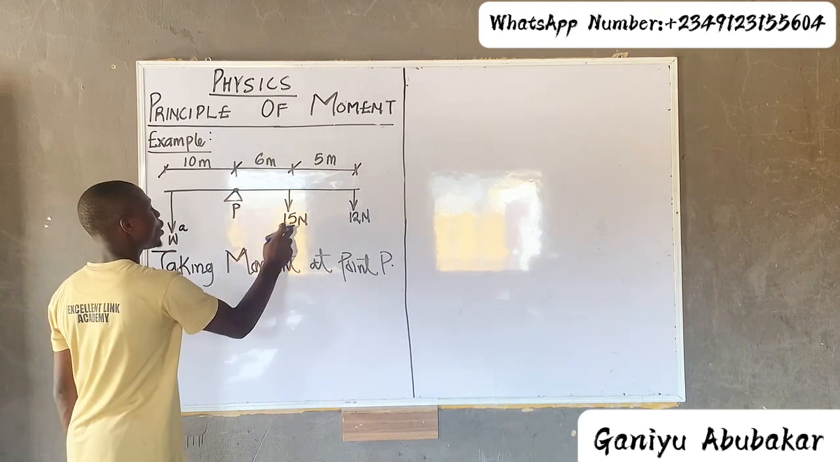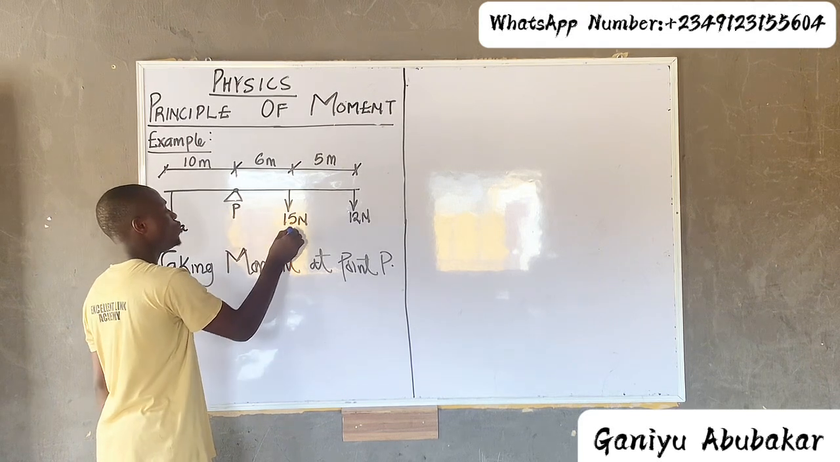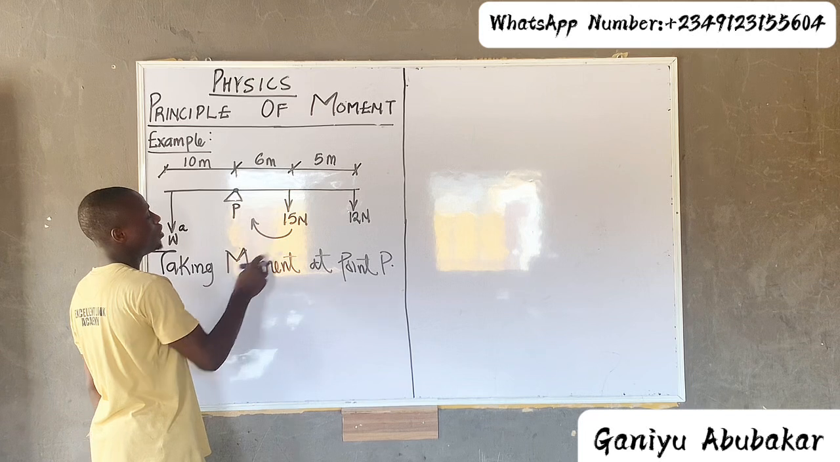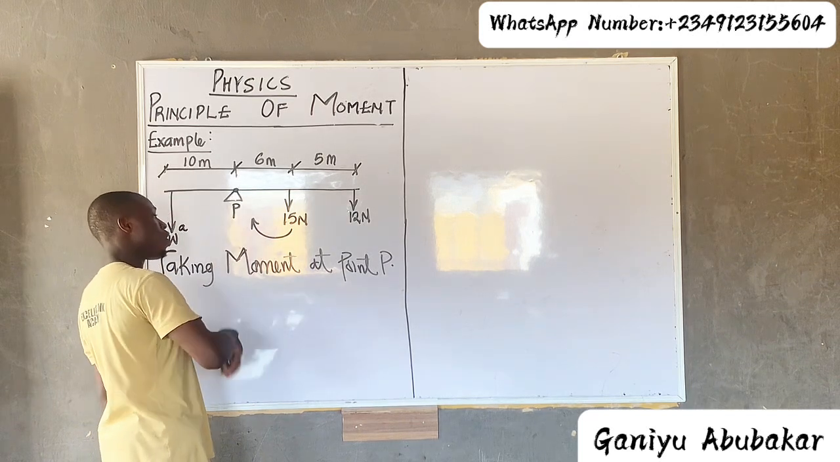Now the second force I'm seeing here, for it to go to P, it will move this way, right? This direction here to P, what is it called? Is it clockwise or anti-clockwise?